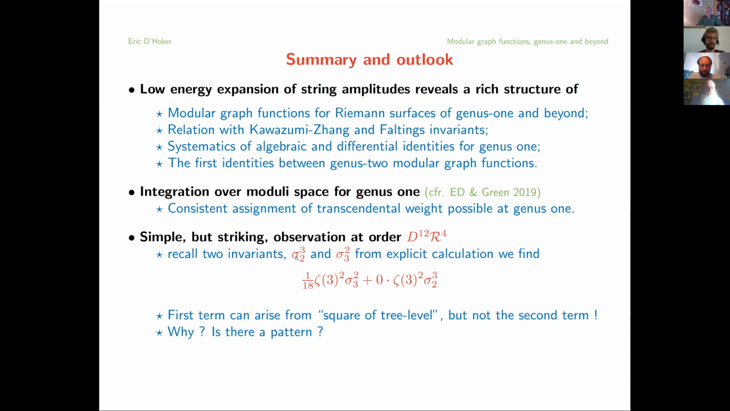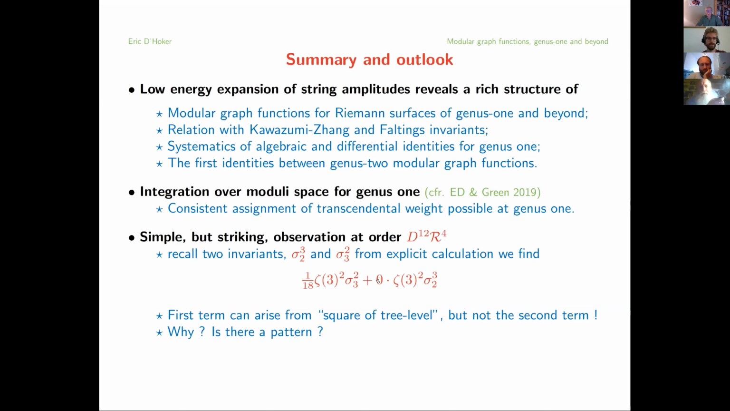And the reason is that you can write down two different combinations of invariant polynomials of the kinematic variable: sigma 2 to the cube or sigma 3 to the square. And now we can actually compute their coefficients. Note that their coefficients have to be proportional to zeta 3 square. The one for sigma 3 square is non-zero. The one for sigma 2 to the cube is 0.